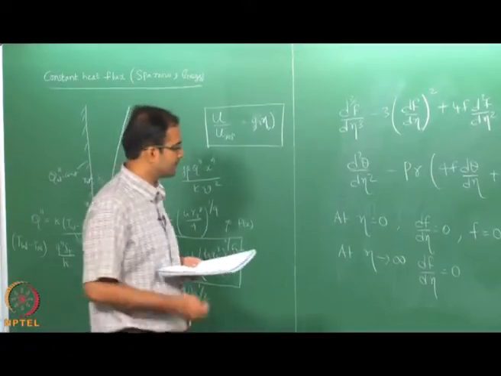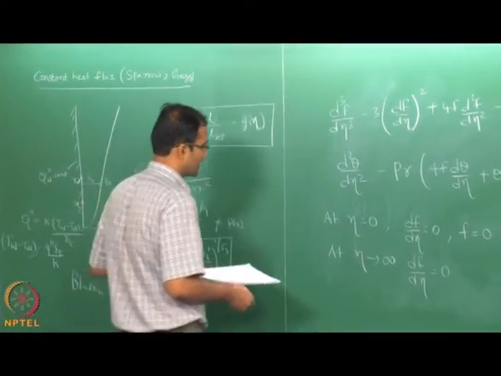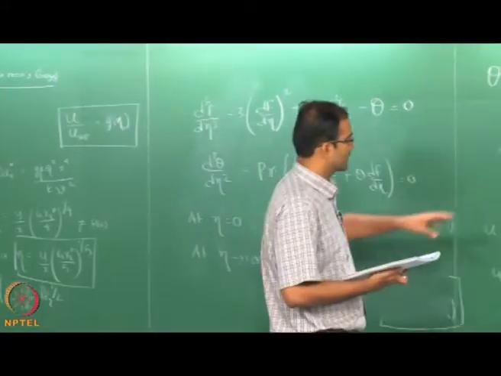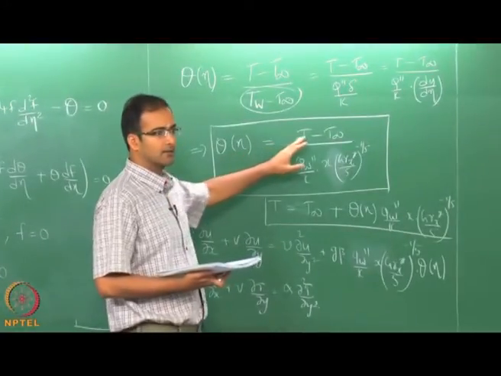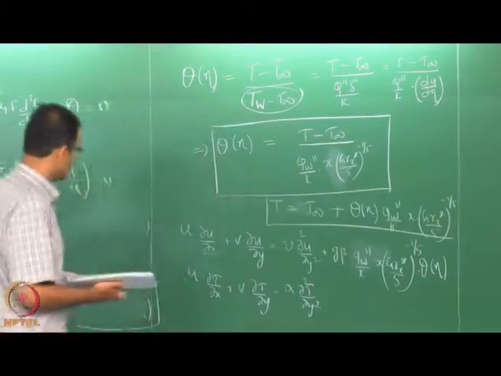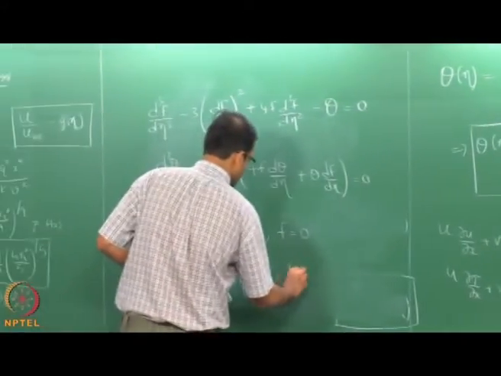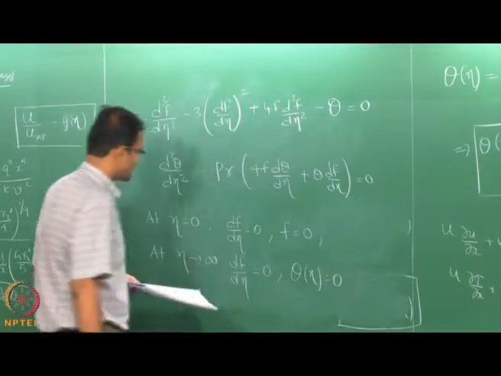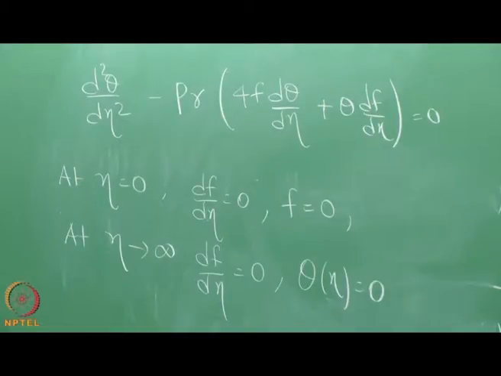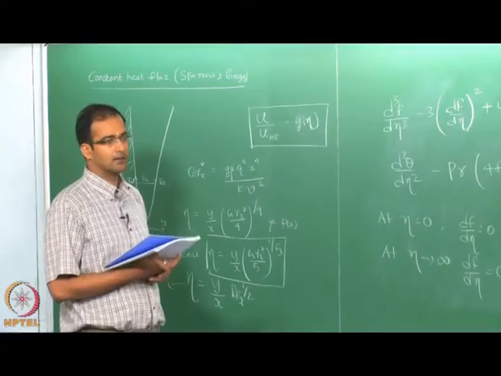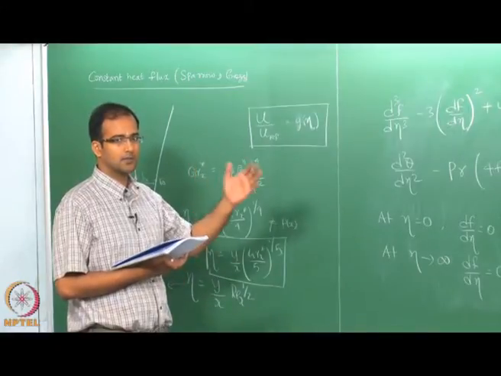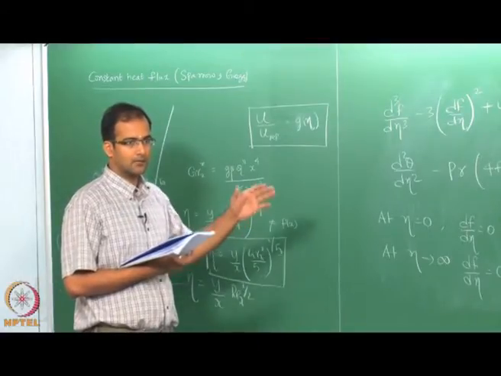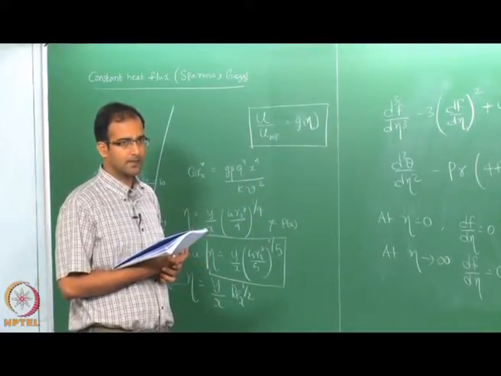And apart from that, what is the condition on the energy equation? Let us look at eta going to infinity. There theta will go to 0. Now, we need one more condition at eta equal to 0, but we do not know the temperature at the wall. Therefore, in terms of theta we cannot define it, but what we know is the heat flux. So, what can you define in terms of d theta by d eta?